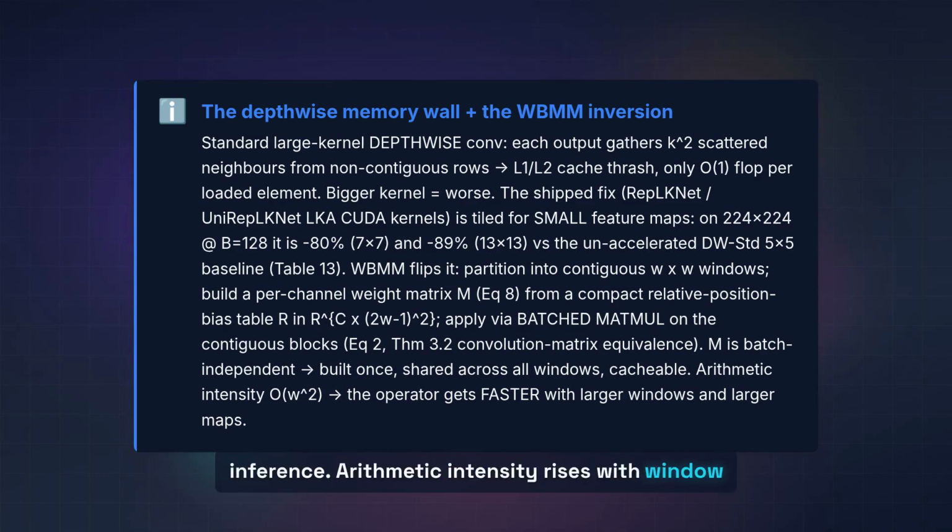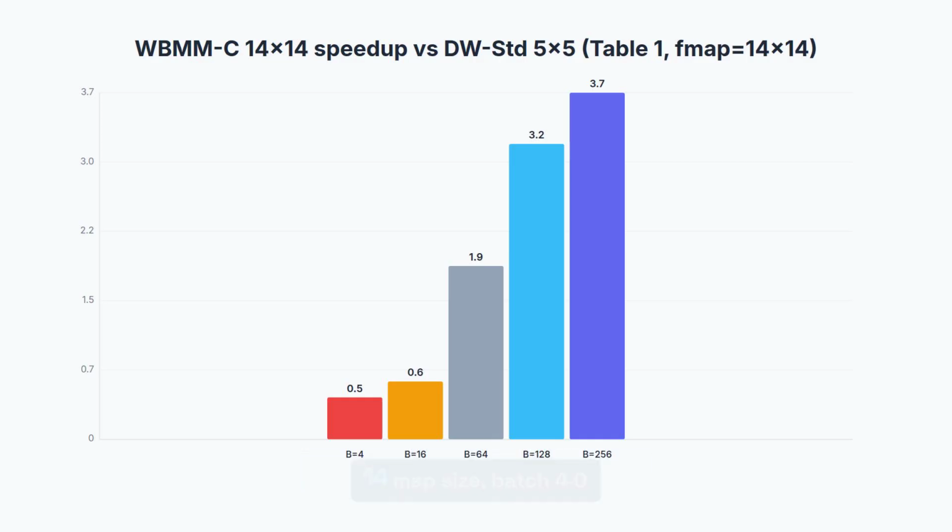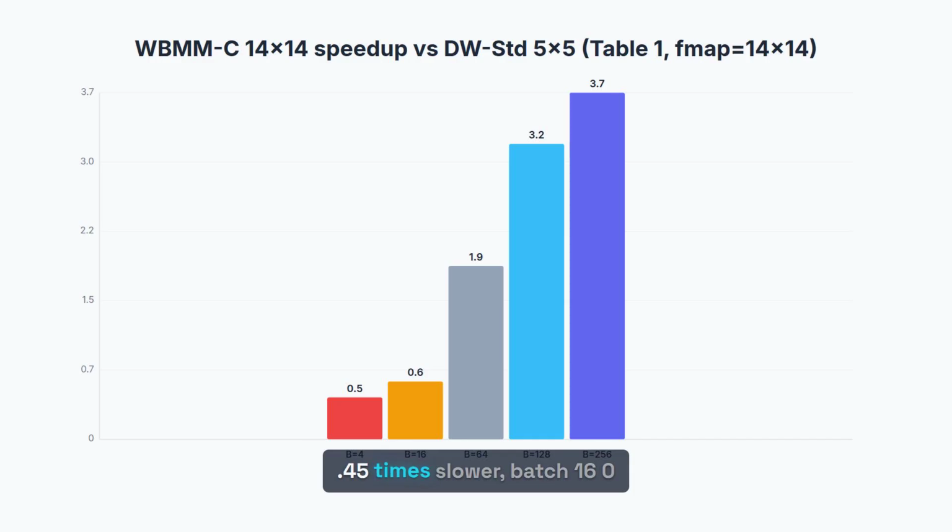Arithmetic intensity rises with window size, so throughput improves with larger windows and larger feature maps, the opposite of depthwise conv and the opposite of the LKA kernels. The operator level numbers, single A800, 256 channels. Wbmm with 14 by 14 windows against the 5 by 5 depthwise baseline at the 14 by 14 map size, batch 4, 0.45 times slower.